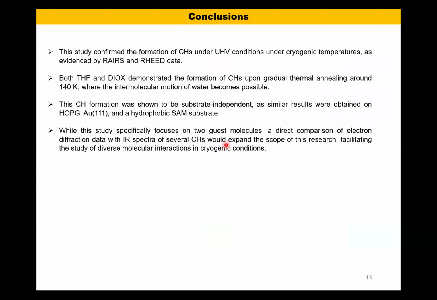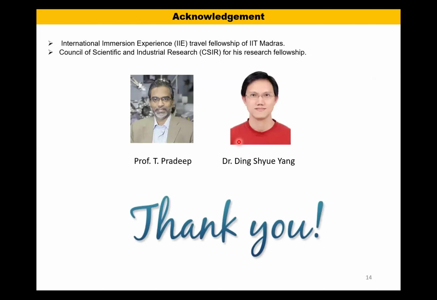So we conclude that this study confirmed the formation of clathrate hydrates under UHV conditions at cryogenic temperatures, as evidenced by RAIRS and electron diffraction data. Both THF and dioxane demonstrated the formation of clathrate hydrate upon gradual thermal annealing around 140 Kelvin. This clathrate hydrate formation was shown to be substrate independent, as we have shown on three different substrates. While this study is specifically focused on two guest molecules, we can also expand this electron diffraction study to different molecules.